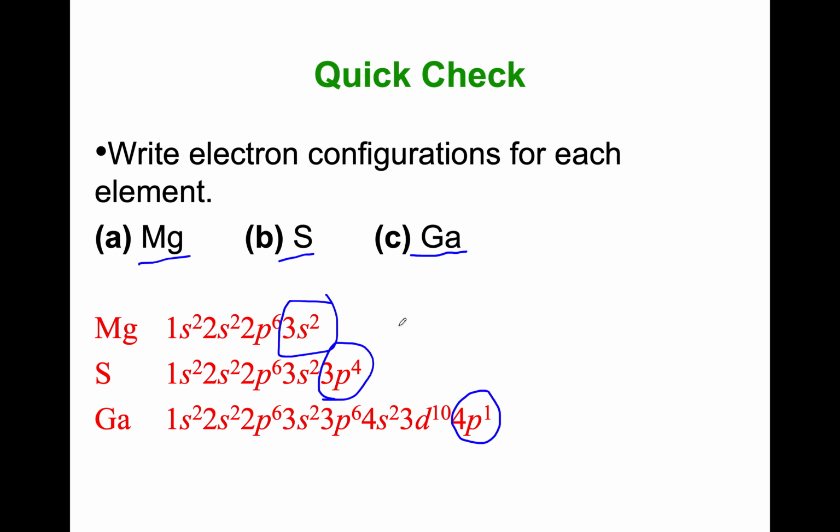So a couple things to double check. Magnesium, if you look, that's 12 protons. And if you look here, there's no charge. So these numbers, 2, 2, plus 6 is 10, plus 2, that's 12 electrons. So you can always double check, do I have the right number of protons, right number of electrons? So sulfur should have 16, and then we can see gallium has 31.